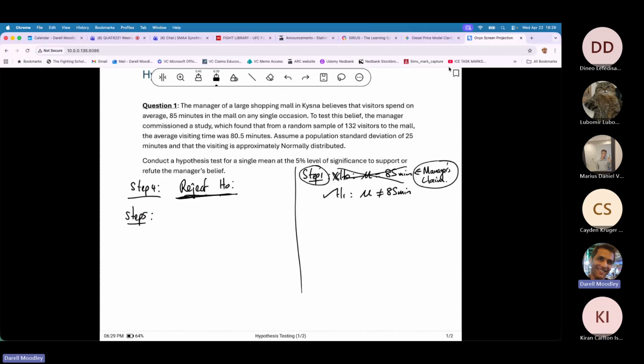How I'll start my statement is I will always mention the level of significance, because that's important. If you had a different level of significance, it could change the result. So I'll start off by saying at a 5% level of significance, all right, we reject the manager's claim.